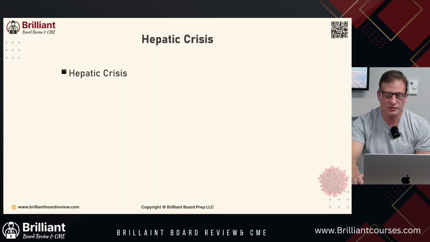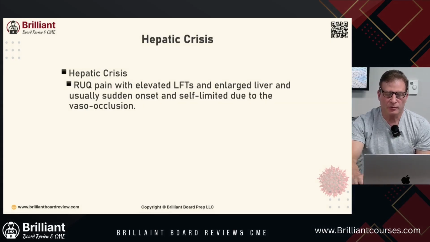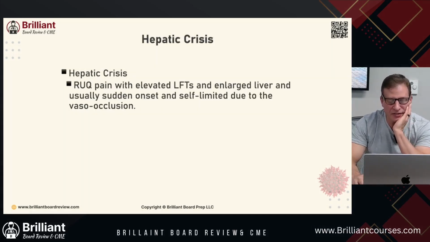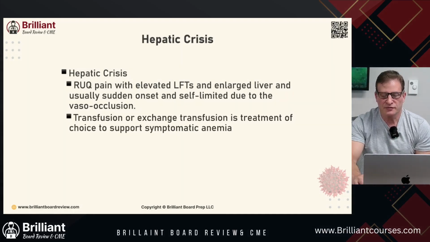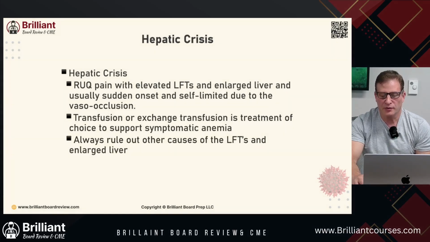Hepatic crisis: right upper quadrant pain, elevated LFTs, and an enlarged liver, with usually sudden onset and self-limiting due to vaso-occlusion. Transfusion or exchange transfusion is the treatment of choice to support symptomatic anemia. Always rule out other causes of the elevated LFTs and enlarged liver.